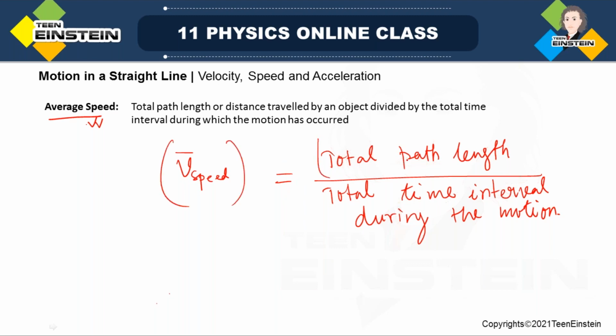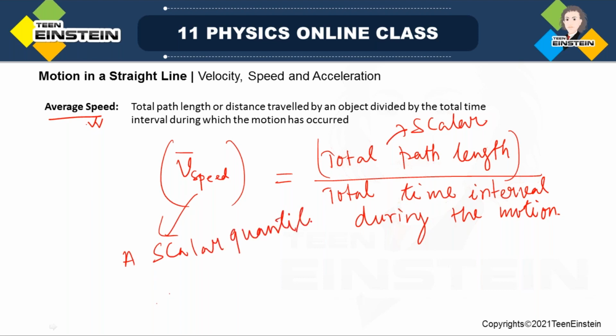So this quantity, since this is the total path length and this is a scalar quantity, obviously this average speed will be a scalar quantity. And scalar quantity is always positive. It cannot be negative, and it cannot be zero.